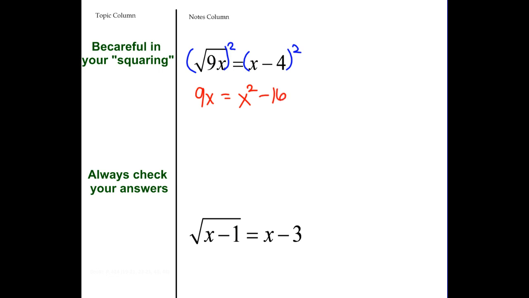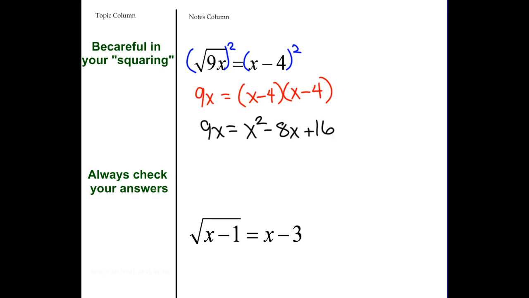I like to call that killing puppies. You just killed puppies when you distribute that square there. Because x minus 4 squared is not x squared minus 16, or x squared plus 16 either. It's x minus 4 times x minus 4. So don't kill puppies. It's just a saying. Anyways, distribute this through, so we end up with 9x equals, and I'm going to go fast, x squared minus 8x plus 16.